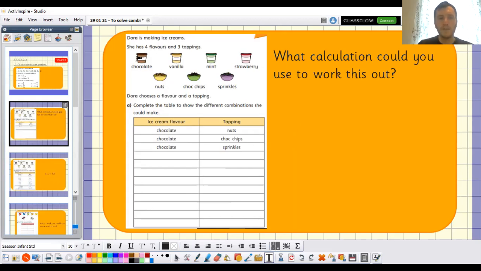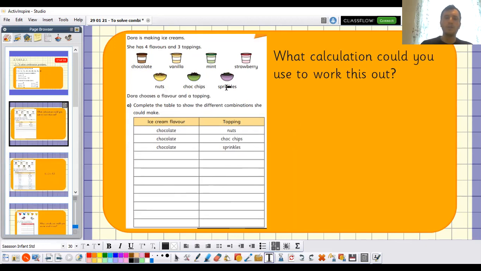She has 4 flavours, and we can see them here: chocolate, vanilla, mint, and strawberry. And she has 3 toppings: nuts, chocolate chips, and sprinkles. Can you first complete the table to show all of the different combinations? I've started you off with chocolate and nuts, chocolate and chocolate chips, chocolate and sprinkles. I'd next go to vanilla and nuts, vanilla and chocolate chips, vanilla and sprinkles, and so on.